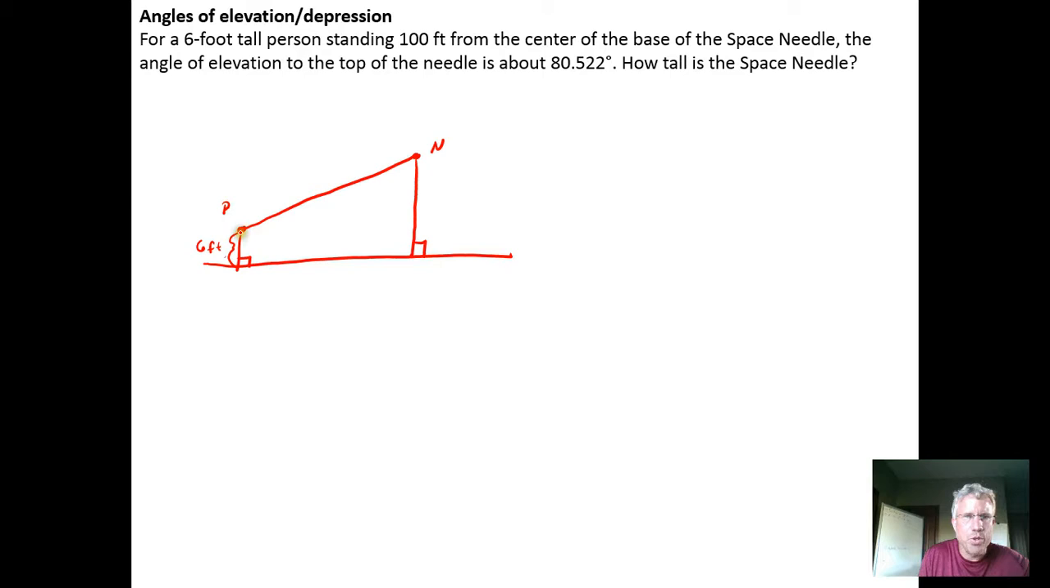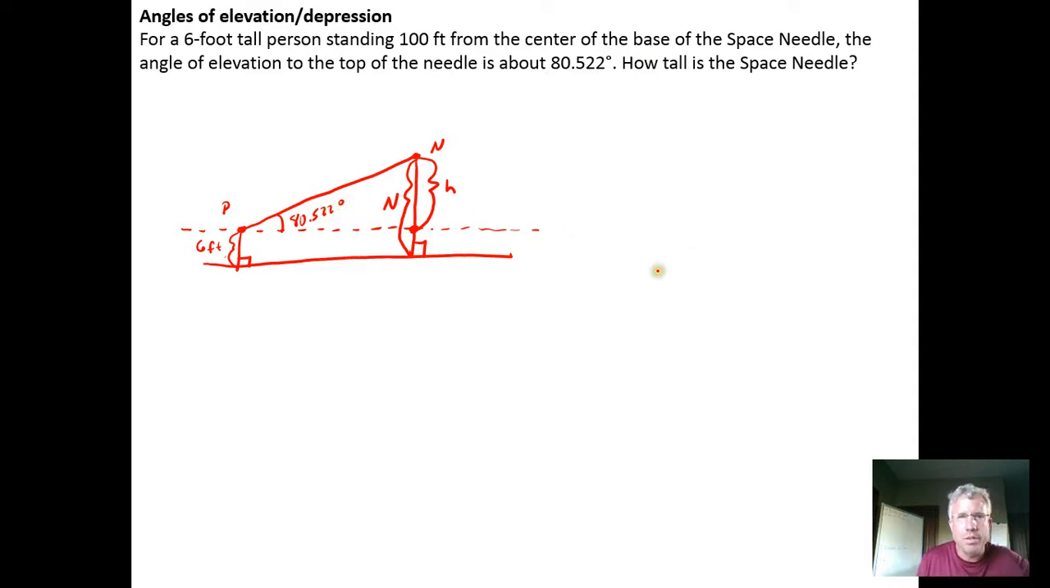Now, through your viewing perspective at point P, draw the line that is horizontal to the ground. This horizontal line is going to intersect the Space Needle at some point right here. We're going to let the distance between the top of the needle and that intersection be h. We're going to let this entire distance, the height of the Space Needle, be n. And then we're told that we have an angle of elevation along our line of sight of 80.522 degrees. That is this acute angle right here.